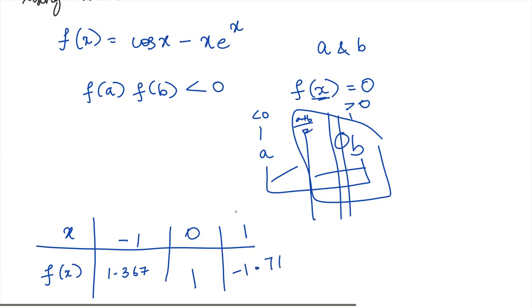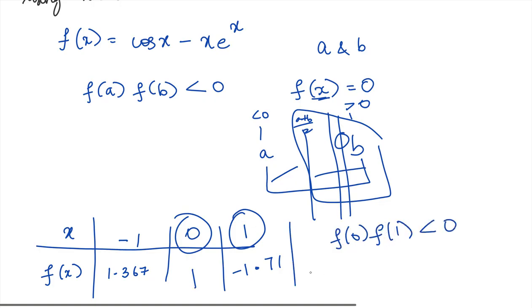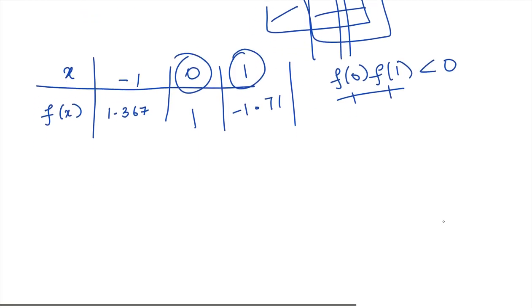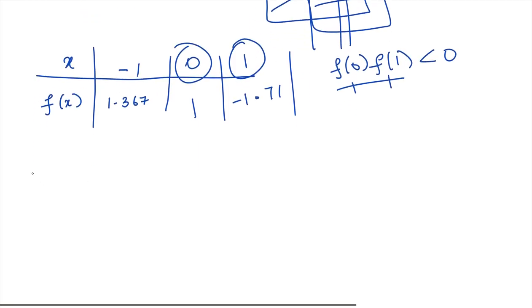Okay, so now we got two numbers, right? F of a, f of b. F of a into f of b is less than 0, right? F of 0 into f of 1 is less than 0. Correct? One is positive, other is negative, and multiplication of both of them is negative, which is less than 0. So now we know that the root lies between 0 and 1.